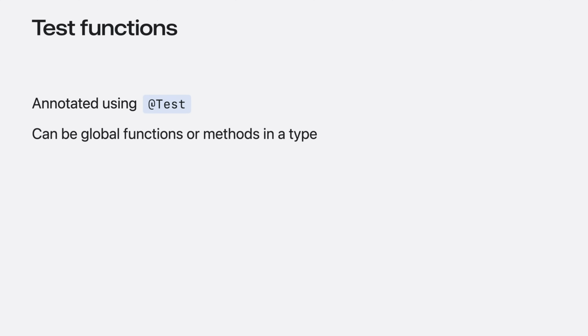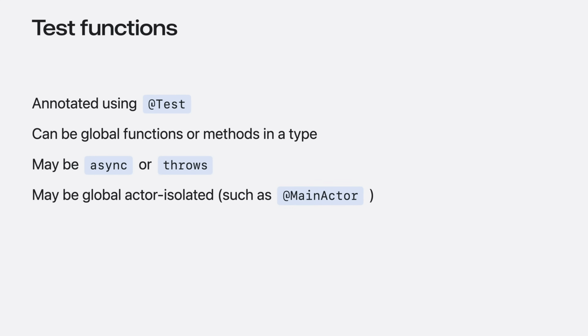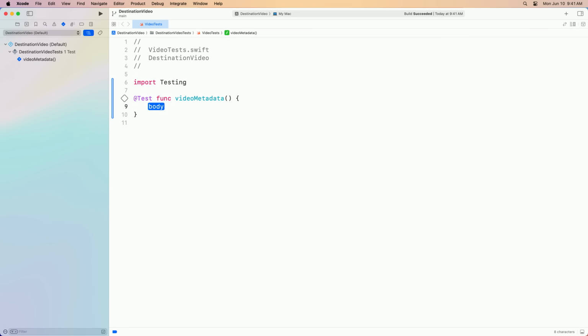They can be global functions or methods in a type. They can be marked async or throws, or be isolated to a global actor if needed. Next, let's make our test actually validate something by filling out the body of the function. We'll make this test check that the metadata for a video file are what we expect. We'll start by initializing the video we want to check and its expected metadata.